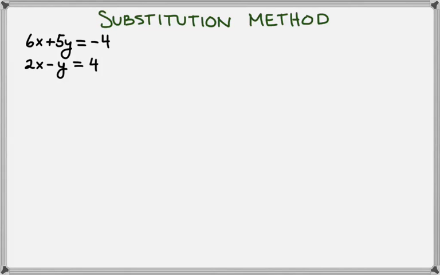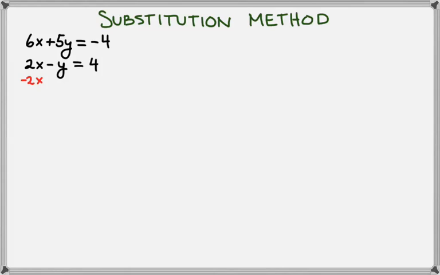Now, in order to solve this system of equations, what we want to do is find an x and a y that solve both of these equations at the same time. Now, the way that we're going to do that is using the substitution method, and the first thing that we want to do is choose one of the two equations and one of the two variables, and get that variable by itself in that equation. So we're going to choose the second equation, and we're going to get y by itself.